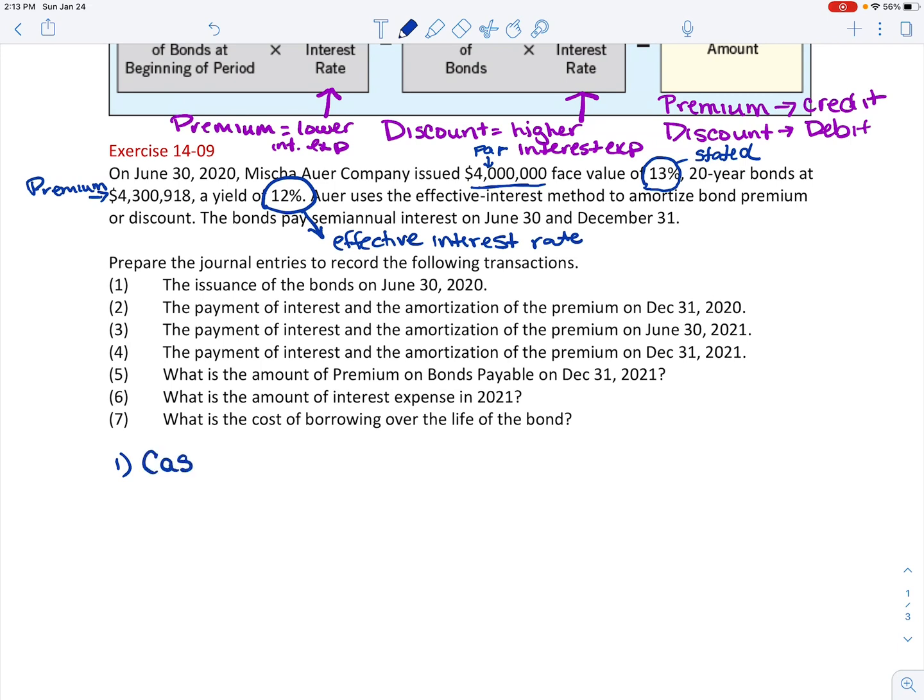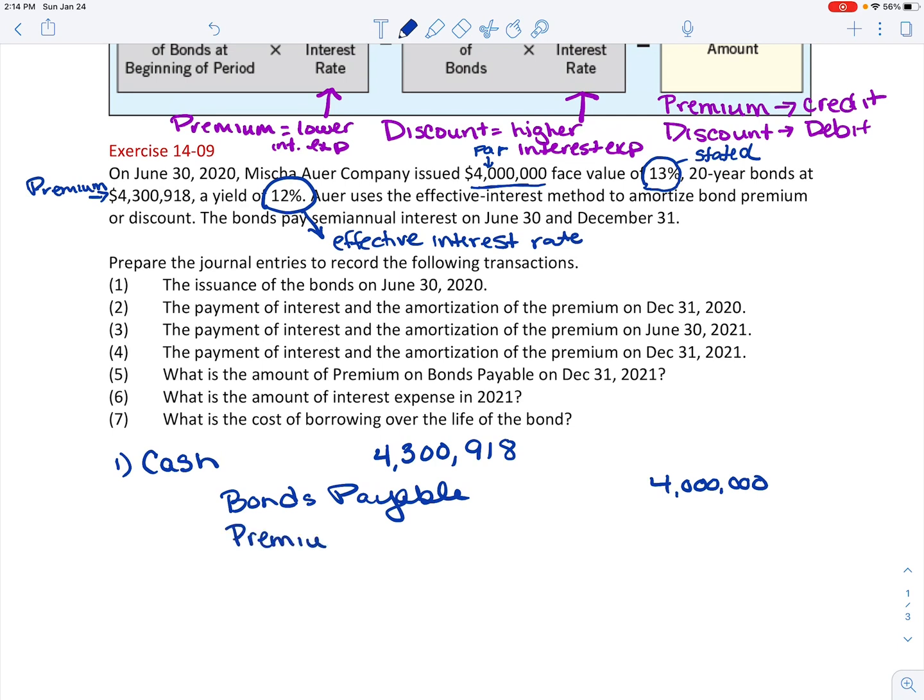The cash proceeds is the amount you got for the bond. We're going to debit that for $4,300,918. Your bonds payable is credited for the par value of $4 million, leaving us a premium of the difference of $300,918. So that's the issuance.